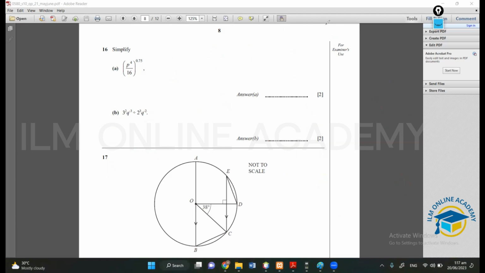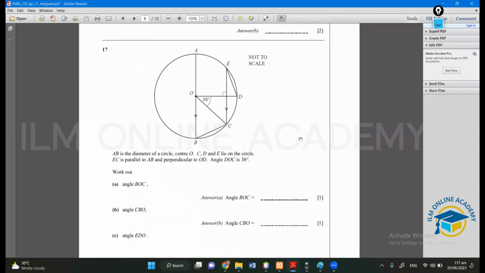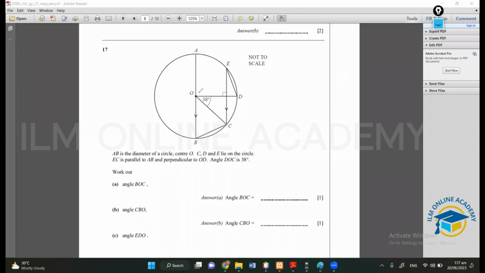Okay. Now the next question is from the trigonometry section. Question number 17: they have given you the diagram, and AB is the diameter of a circle with center O. C, D and E lie on the circle. EC is parallel to AB and perpendicular to OD. Angle DOC is 38 degrees. Work out angle BOC, angle CBO, and angle EDO.